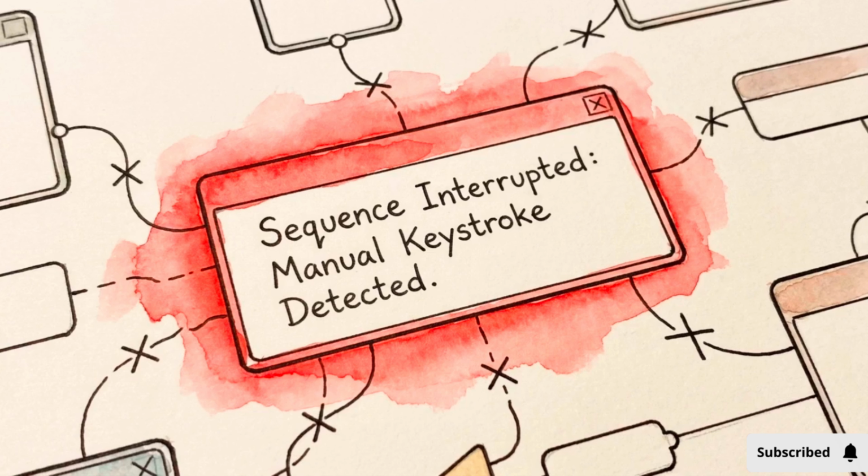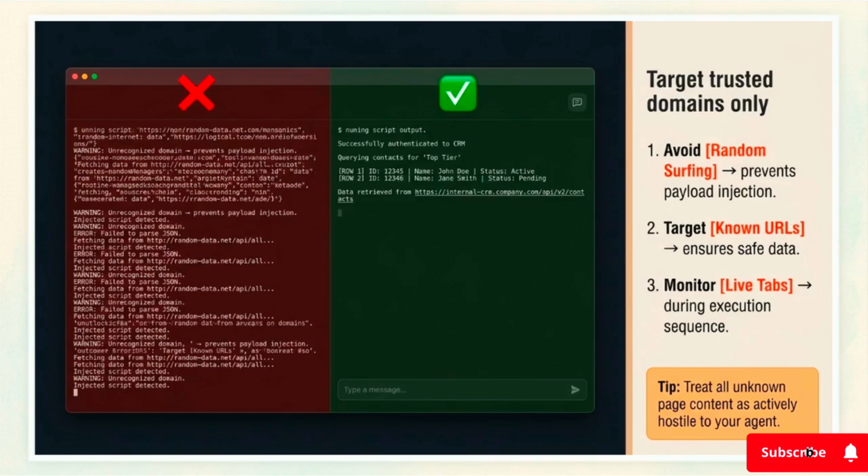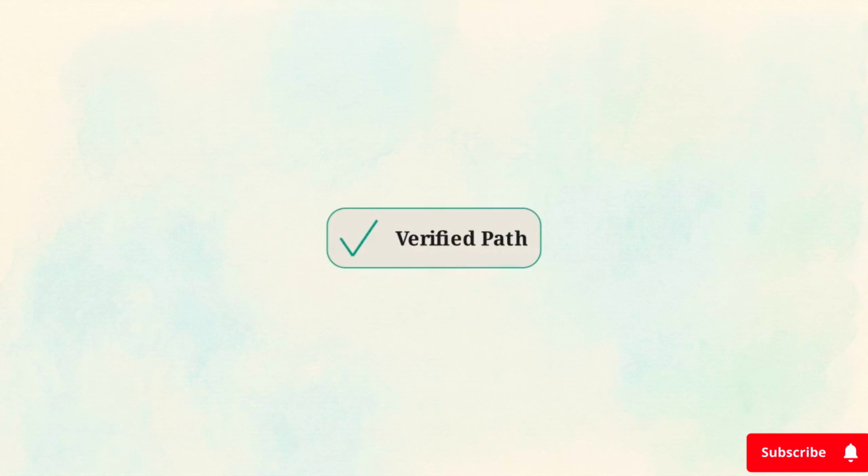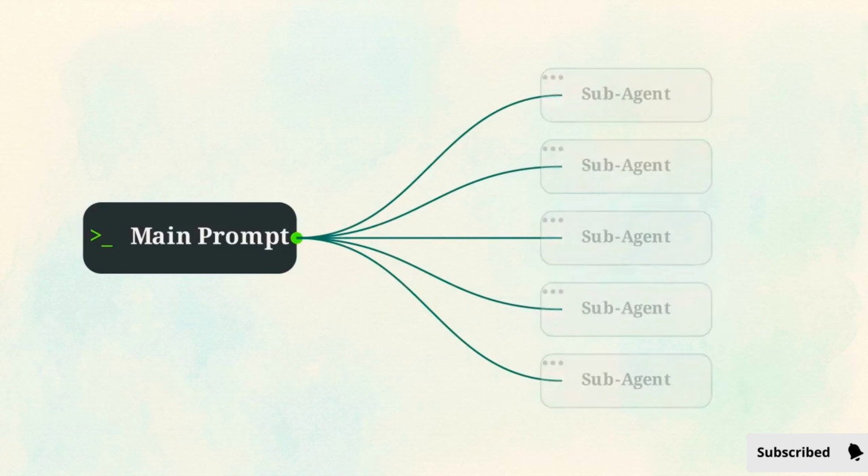This split screen highlights the difference between vague commands and precise targeting. Broad requests for random surfing often expose you to payload errors. Pointing the agent strictly at known URLs ensures clean, safe data extraction. Once you establish a safe path, you can scale it up. You can assign a single main prompt and distribute it to multiple sub-agents simultaneously.